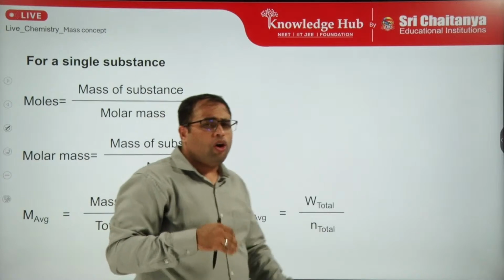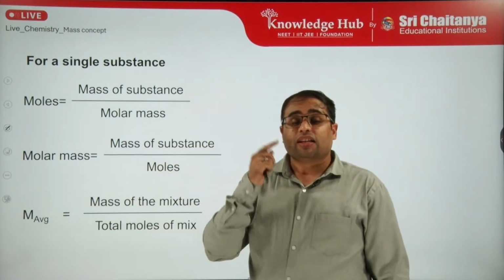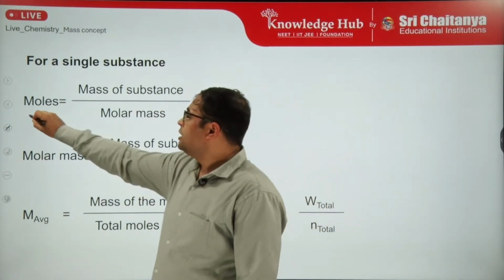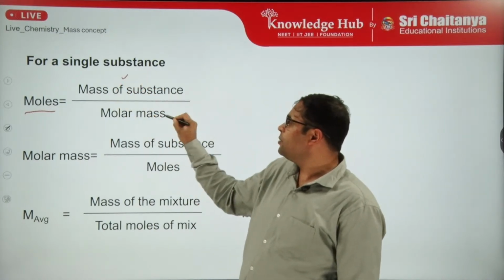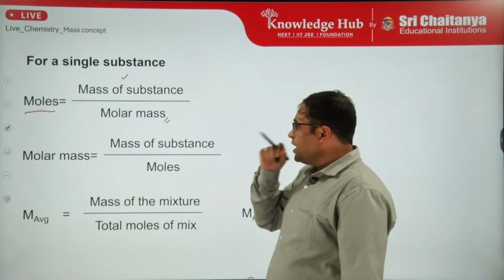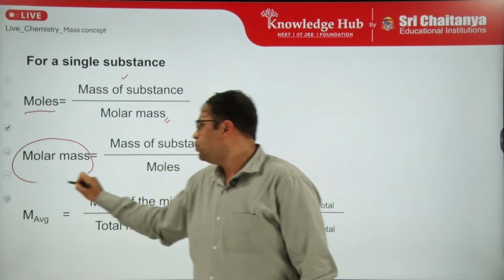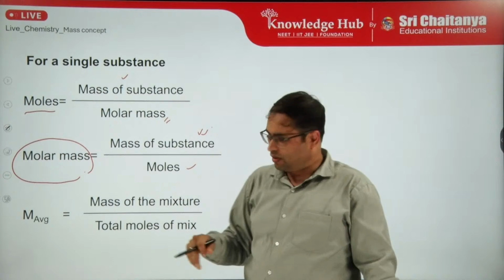So now on this journey of calculating average atomic mass, let us recollect what we already know. We know that moles equals mass of the substance divided by molar mass. Correct? And if I take molar mass here and moles here, molar mass will be equal to mass of the substance divided by moles, right?